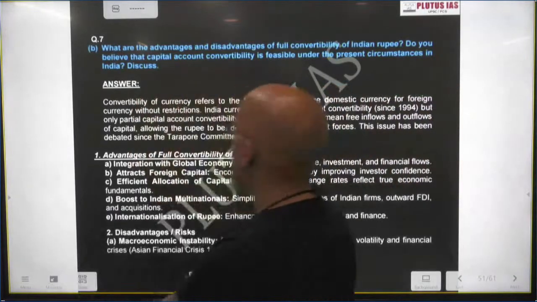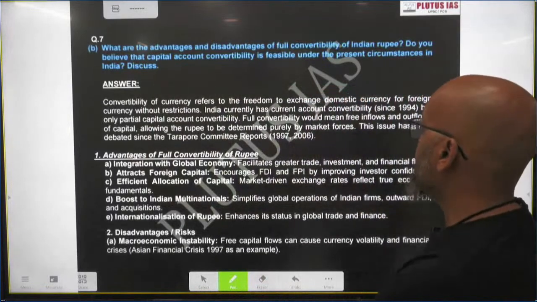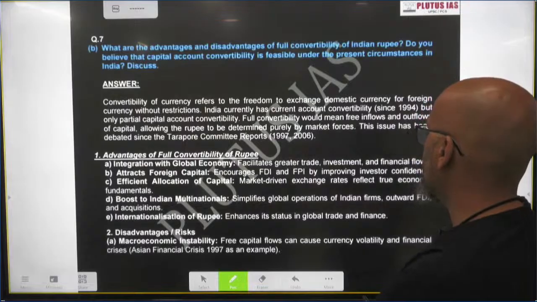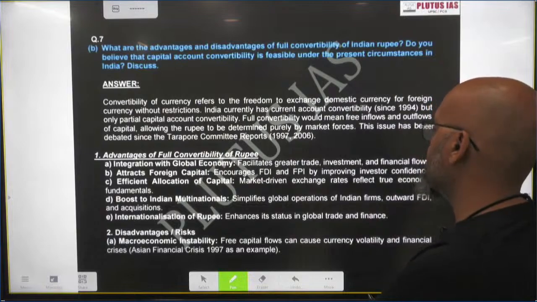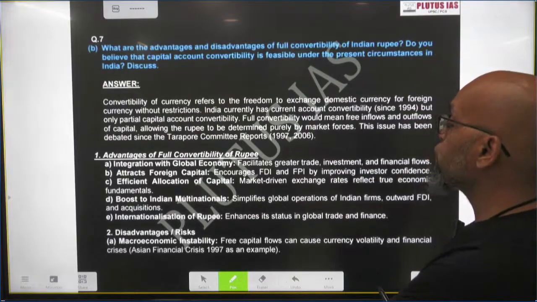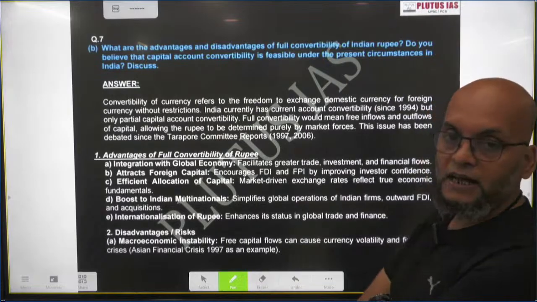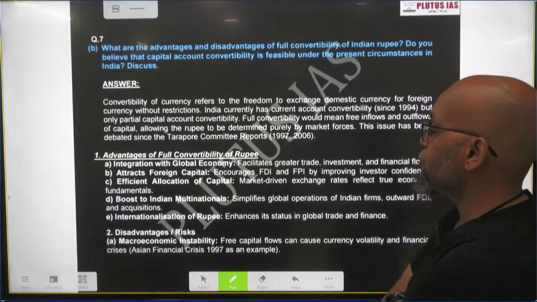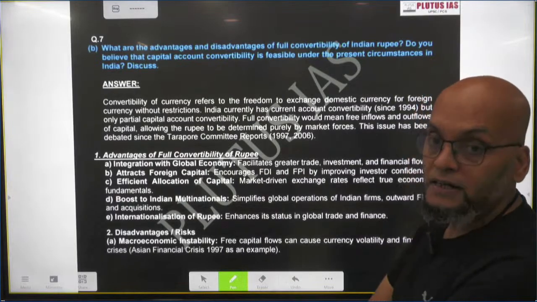Advantages of full convertibility. So first is integration with global economy, facilitates greater trade, investment and financial flows, attracts foreign capital, efficient allocation of capital, market driven exchange rate, reflects true economic fundamentals, boost to Indian multinationals, simplifies global operations of Indian firms, outward FDI and acquisitions, internationalization of rupee enhances its global status.